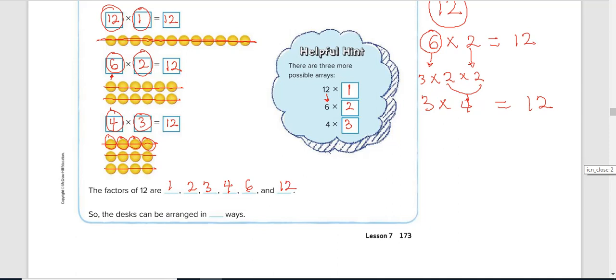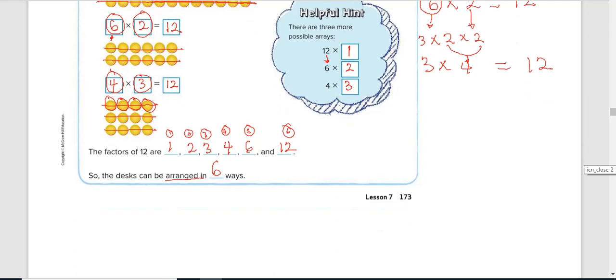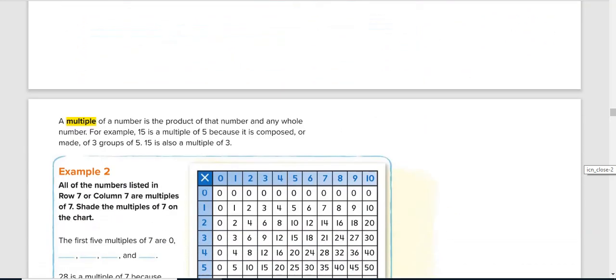And if we count this, this is 1, 2, 3, 4, 5, and 6. So the desk can be arranged in 6 ways. This is an introduction to factors. It's very easy for you to find factors of numbers.